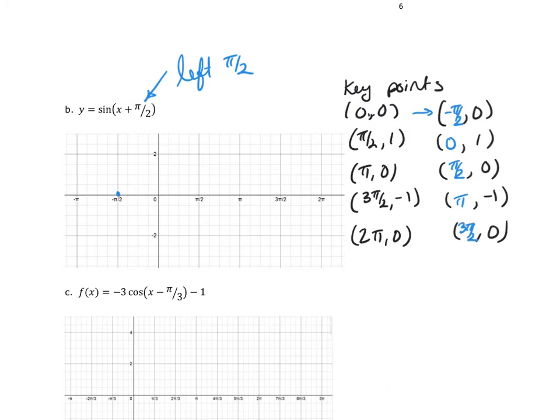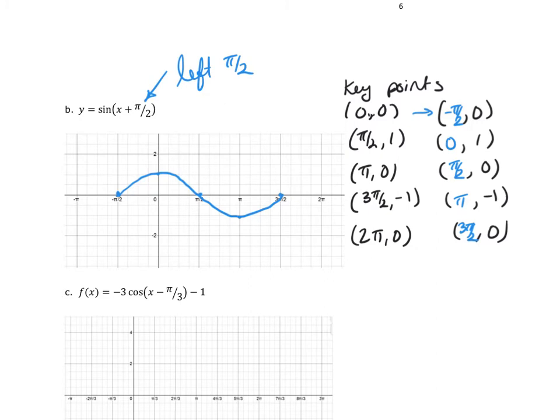So I still have an omega of 1, which means my total cycle from beginning to end is a length of 2 pi. I start at negative pi over 2. I end at 3 pi over 2. So my point is here, and then here, then here, and then back. So here are all of my key points graphed, and all I've done is a phase shift left pi over 2.